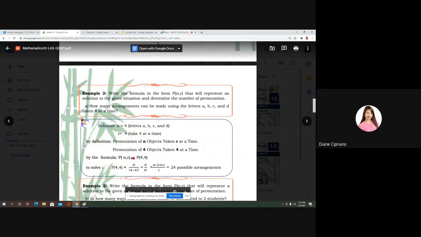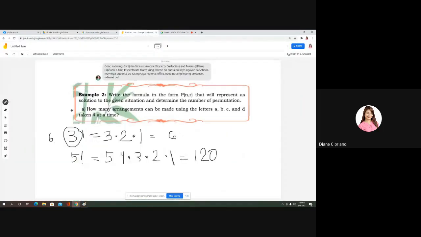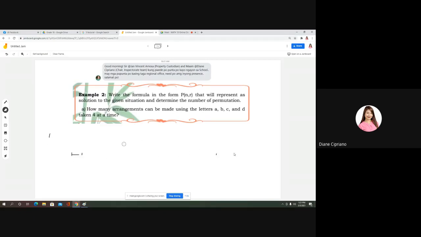So this is number 1 and not number 2. Oh by the way, nakita nyo naman, pinapatawag po ngayon si Ma'am Dayan sa eskwelahan. Good morning, Sir Vincent and Ma'am Dayan. Kung pwede po, punta kayo ngayon sa school at may pupunta po kasing taga-regional office. Need po ang inyong presence. Dahil hinahanap ngayon si Ma'am, bibilisan lang natin ang ating discussion ngayon at matatapos naman natin lahat kasi maikli lang naman talaga yung topic natin ngayon.